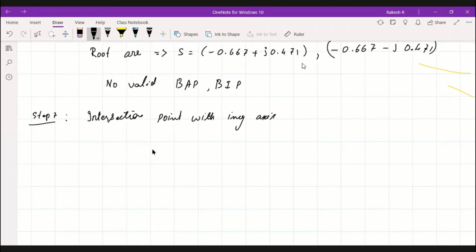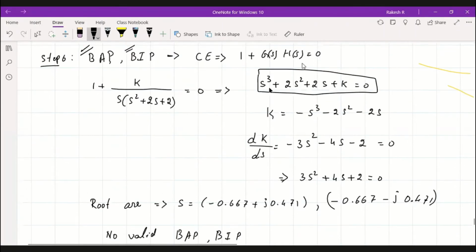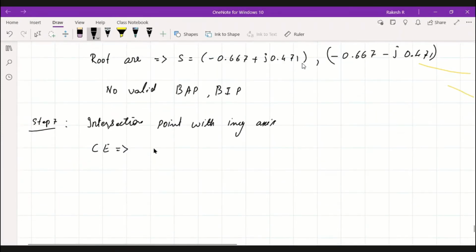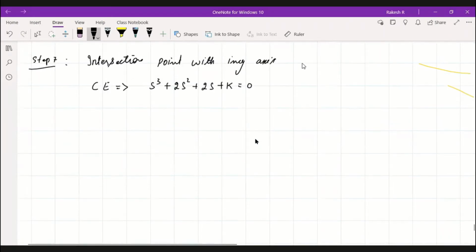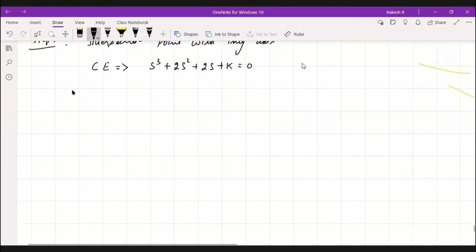How do we find the intersection point with the imaginary axis? For that, we consider the characteristic equation, which is s cube plus 2s square plus 2s plus k equals 0. For this characteristic equation we need to find the Routh's array.